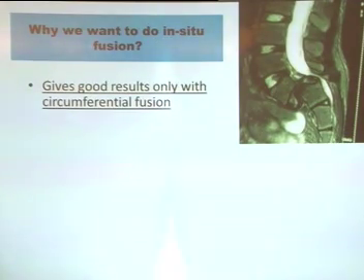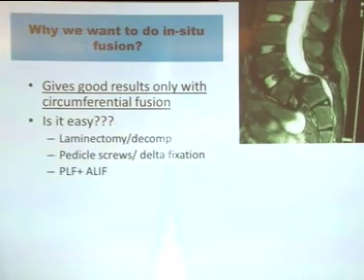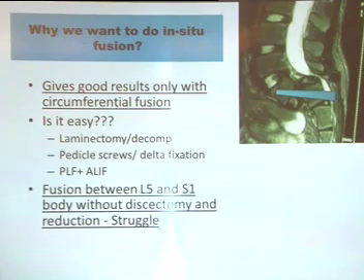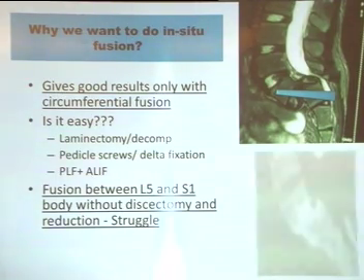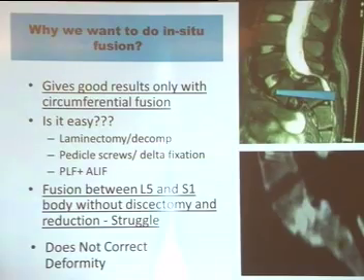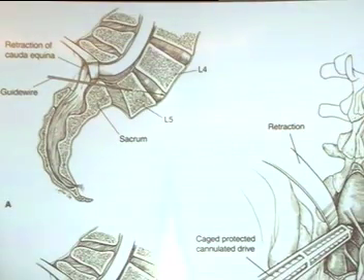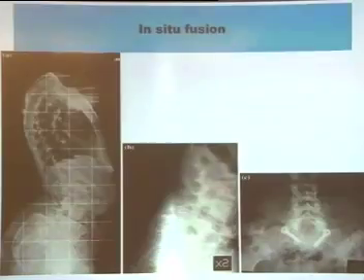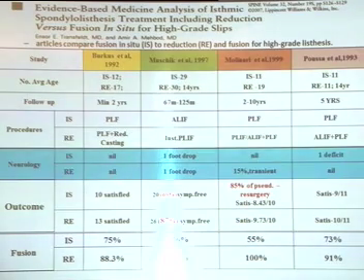Now, why do we want to do in situ fusion? It gives good results only with the circumferential fusion. It is easy. There is no hassle. You can easily just go posteriorly, do the S1, S2 laminectomy, retract the thecal sac laterally, and then you take a reamer and make a proper reaming there, insert a fibula there and do the posterolateral fusion. There are many articles in the literature which report very good results with the in situ fusion.